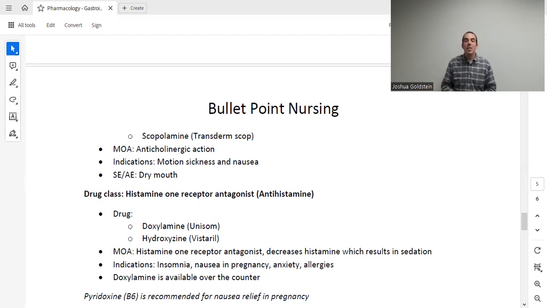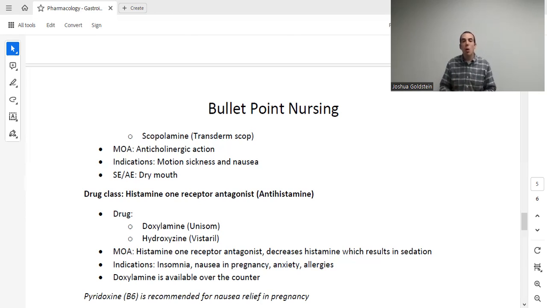Next, we have histamine 1 receptor antagonist, also known as antihistamines. Remember, in this lecture, we also had the histamine 2 receptor antagonist, the H2RAs. Here we have the H1RAs. Nobody calls it that, but histamine 1 receptor antagonist. The drugs that we have specifically here, now we're talking about using this not for allergies like we did in another lecture. Now we're talking about it for nausea. So the two drugs we would use for nausea are doxylamine and hydroxyzine.